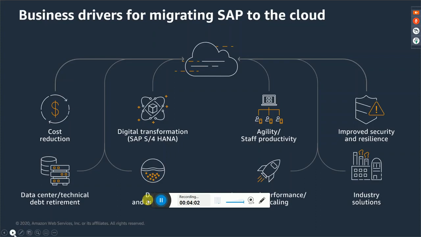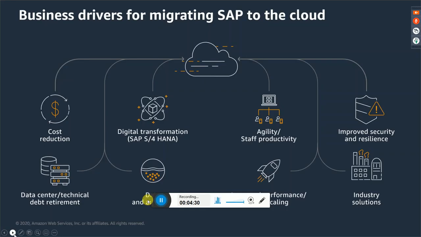So why SAP and AWS? We have a really strong history working closely with SAP. One of the things that we like to talk about is that SAP's own cloud offerings run on AWS. Things like SAP Cloud Platform, Concur, and Qualtrics all run on AWS. So SAP knows that AWS is the best place to run their products, and we agree with that.